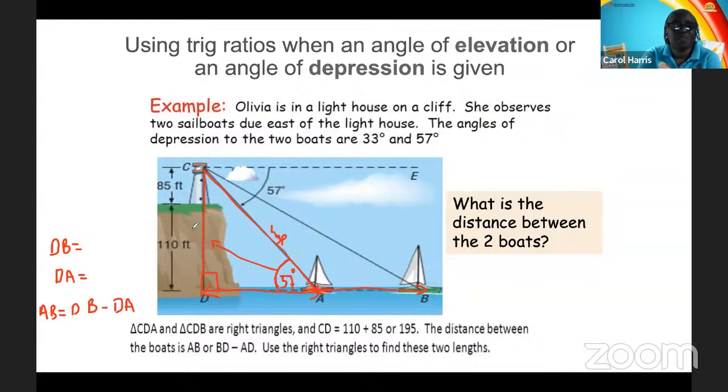The length of CD. So for my right triangle, I know the whole length CD as well as the angle that is facing it. So I know an opposite and I know an angle, and I want to find what? What side am I trying to find? DA.